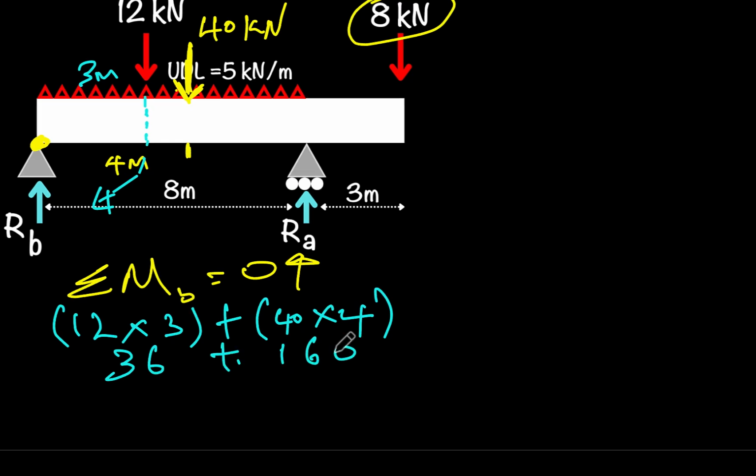So now I'm just going to go across to that 8 kilonewtons, and that 8 kilonewtons is acting 11 meters away from our RB, which is our pivot point. And you can see it's also going to rotate in a clockwise direction. So I'm just going to add here plus 8 and multiply that by 11. So that gives us 88 kilonewton meters for that moment.